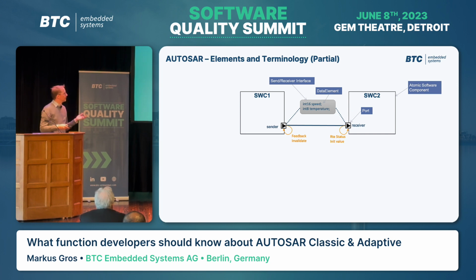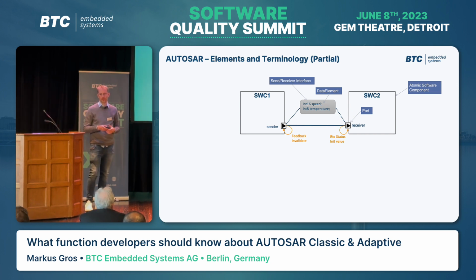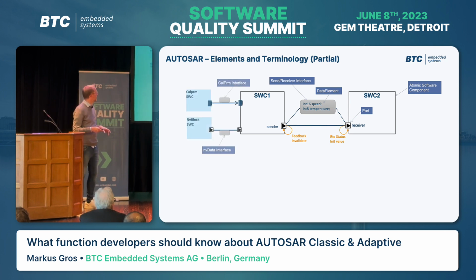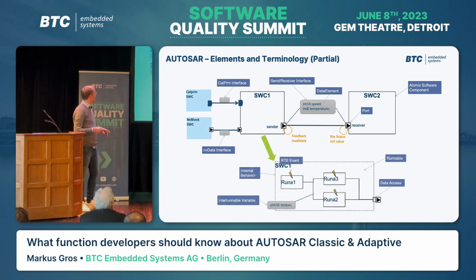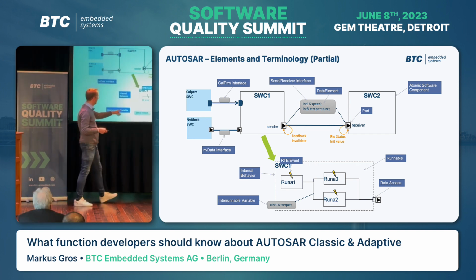Now, the term atomic software component sounds like it's not divided into smaller parts, and this is wrong. So for whatever reason, pretty much atomic means that you cannot split the software component and assign parts of it to different ECUs. Okay, so one atomic software component needs to run on one ECU, but actually inside of it you have what's called an internal behavior, and there we come actually to the functions that would probably map to a unit in terms of ISO 26262, and these are called the runnables.